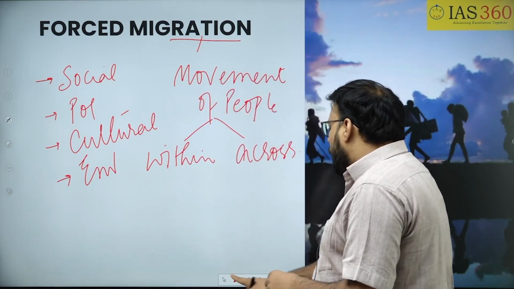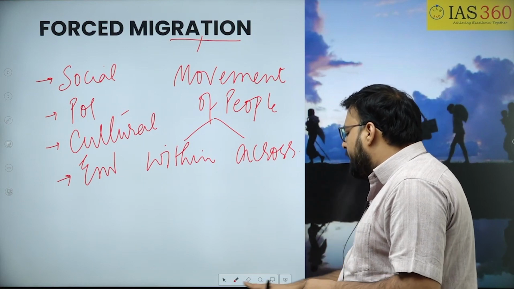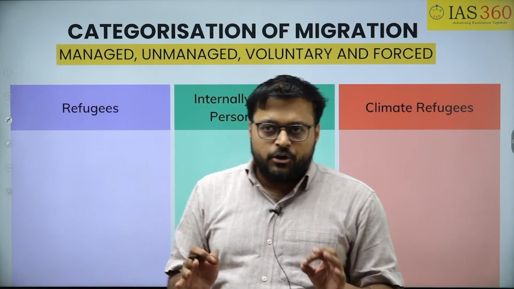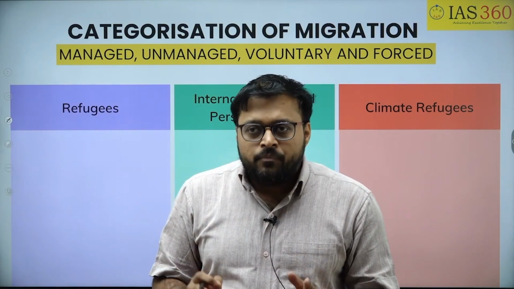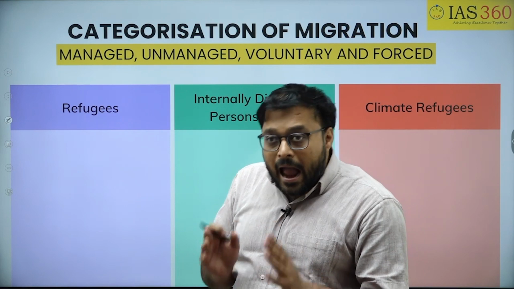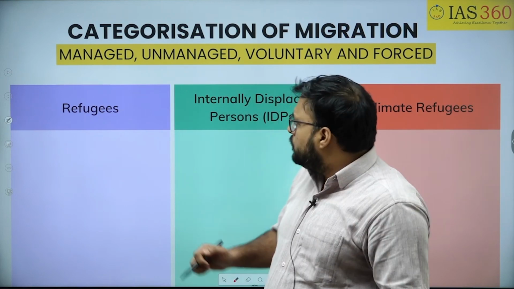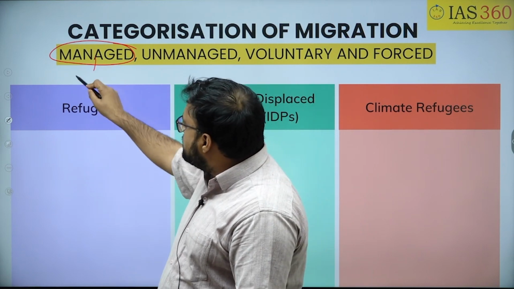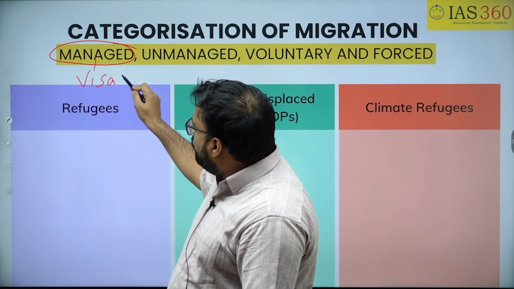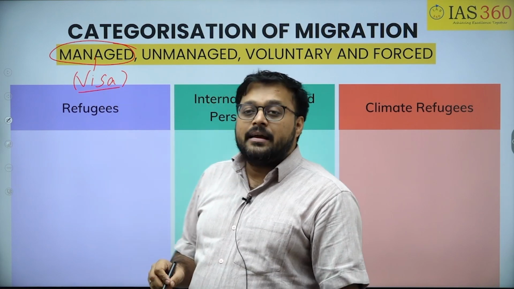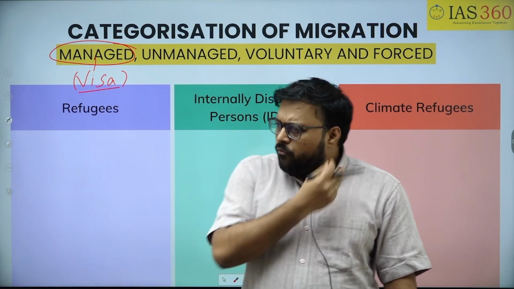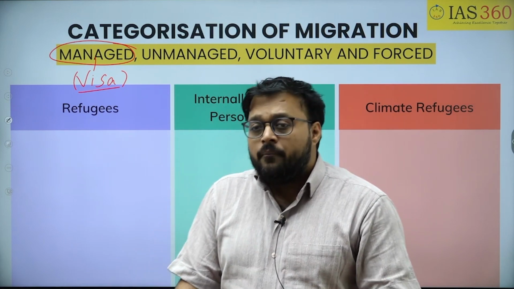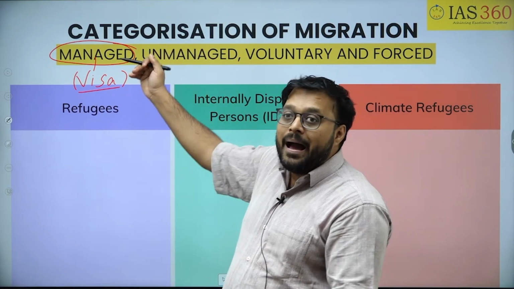But if you go into the categorization of migrants, then it can be divided as managed migration, unmanaged migration, voluntary migration, and forced migration. So the very first thing is managed migration. Managed migration means you are going to a particular country by having a legal document, that is a visa. For example, if one is going on a travel visa or on a student visa, then he is also a migrant, but it is a managed one.